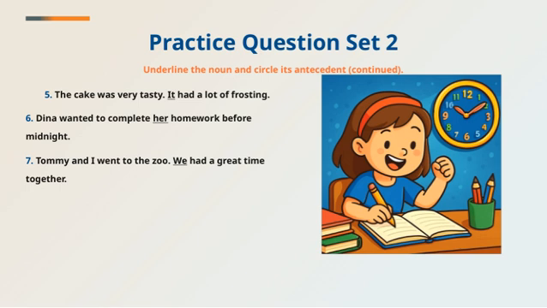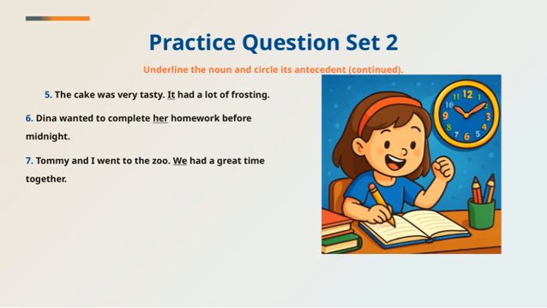Next, in the sentence, "Dina wanted to complete her homework before midnight." The pronoun her refers back to Dina. Recognizing these antecedents ensures clarity in our writing and speaking. Finally, "the cake was very tasty. It had a lot of frosting." The pronoun it points to the cake.